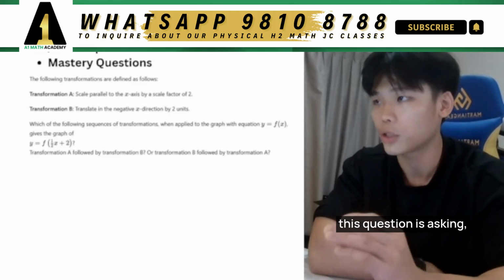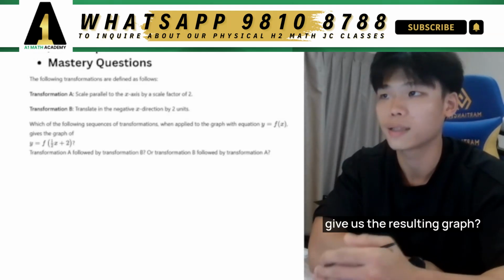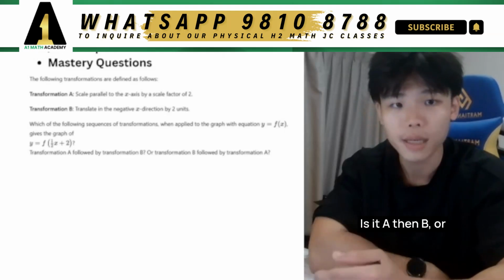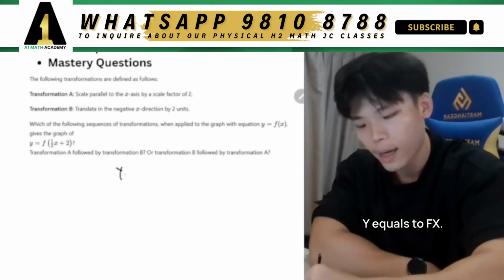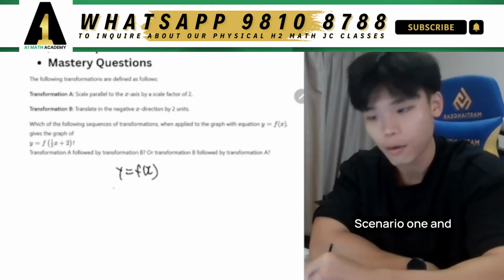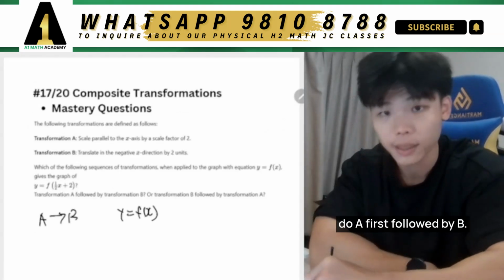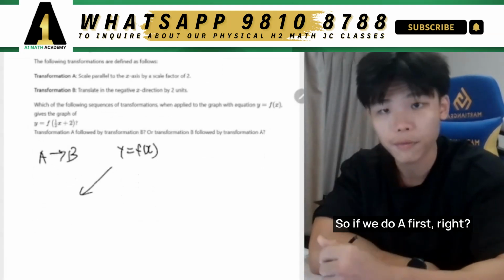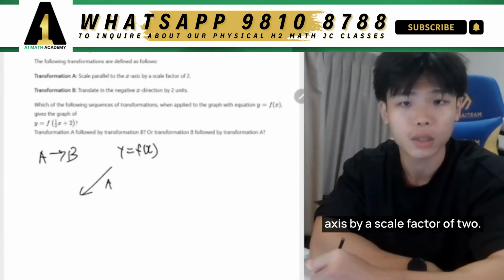So at the core of it, this question is asking, which of the following transformations when applied to the graph will give us the resulting graph? Is it A then B or B then A, right? So let's try out 2 scenarios. Y equals to f(x). Scenario 1 and scenario 2. So for scenario 1, we do A first, followed by B. So if we do A first, we do transformation A. We scale parallel to the x-axis by a scale factor of 2.